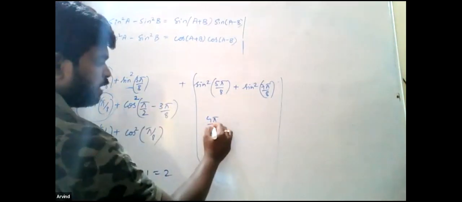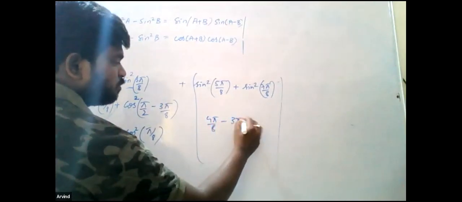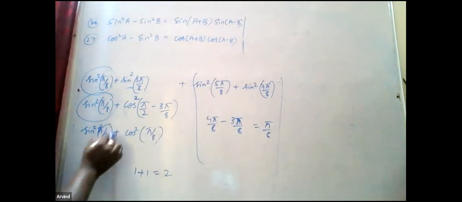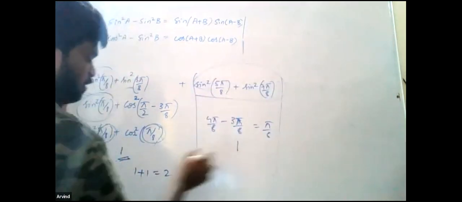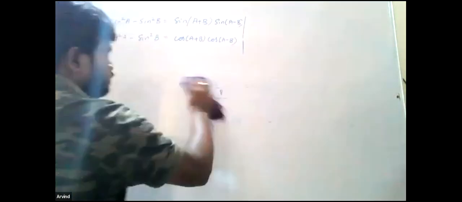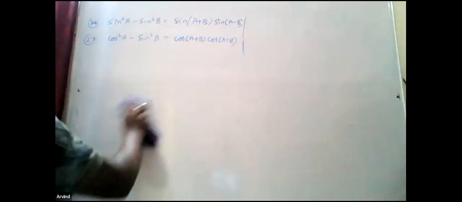Take LCM, you will get pi by 8 itself. Actually it comes as 4 pi by 8 minus 3 pi by 8. Taking LCM, 4 pi minus 3 pi is pi, so pi by 8. So now we have sin square theta plus cos square theta. The angle here is the same, so sin square plus cos square is 1. If you do the same for the other pair, you get 1. Adding this 1 and that 1, 1 plus 1 is 2. So the final answer will be 2. You need not solve every term; once you do one pair, you will know the other two. So you can also save time here.